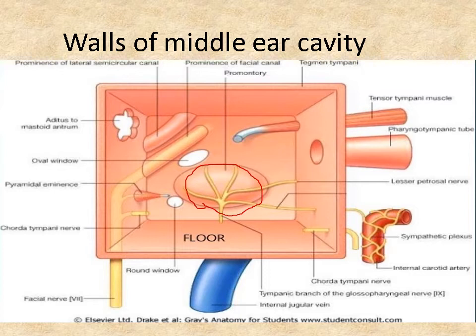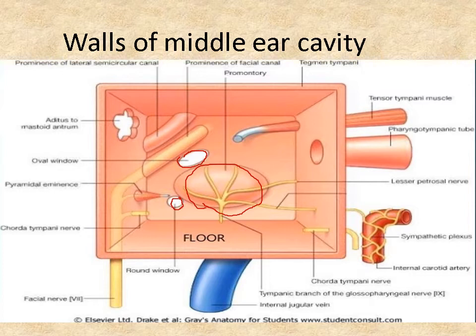Above the promontory there is an opening, and below the promontory here there is another opening. So we have 2 windows: the oval window above and behind the promontory, and the round window below and behind the promontory.